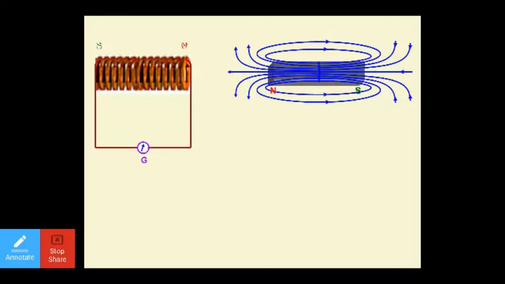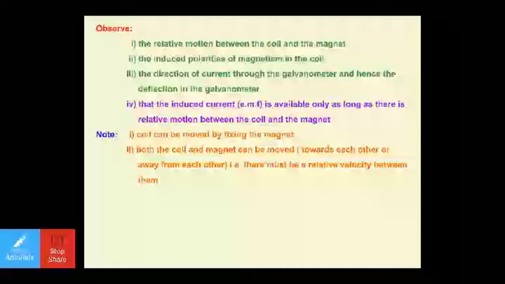Now, just check the galvanometer in the next case. Galvanometer is getting deflected. So these are a few things which one should always remember while studying all these points. So these are the points to be observed. Now, the noteworthy point: coil can be moved by fixing the magnet.